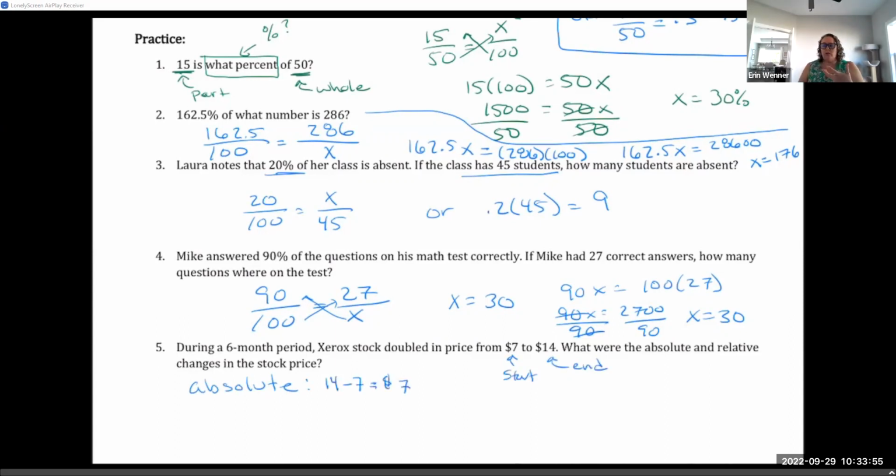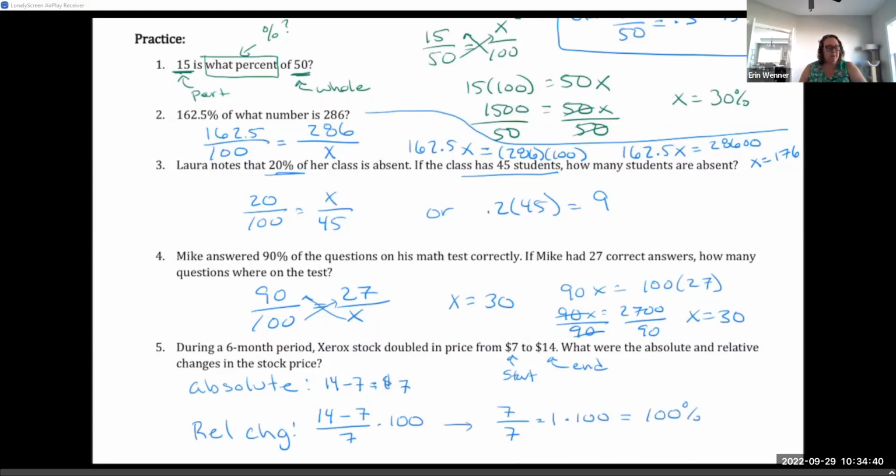But understanding that the impact of that change, we need to find the percent change, which is the relative change. So the relative change is that change in the amount as compared to the original amount. So we're going to do the new amount minus the old amount divided by the old amount. And then we multiply by 100 so that we can convert it to a percent. So if we simplify this, 14 minus 7 is 7. And 7 divided by 7 is 1. So 1 times 100 gives us 100% increase in price.